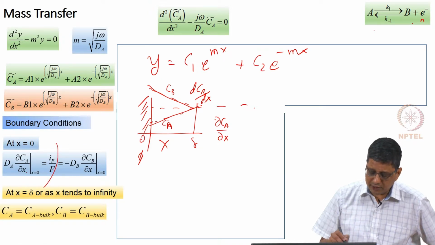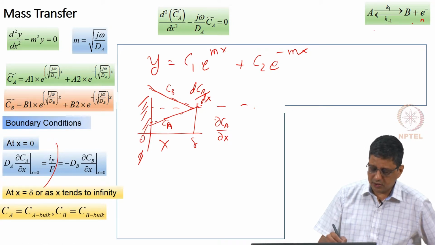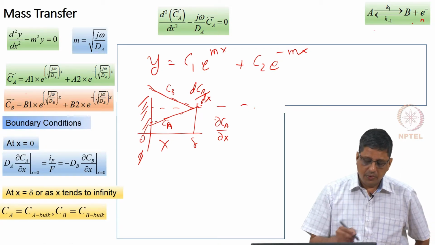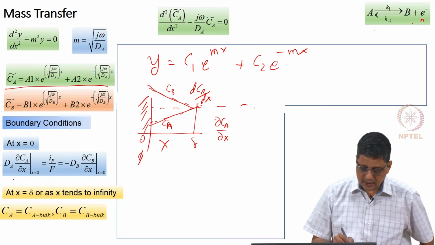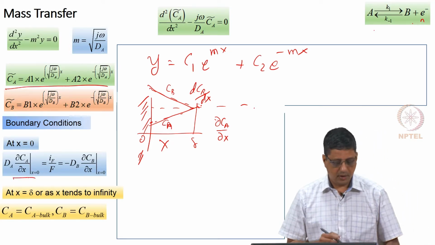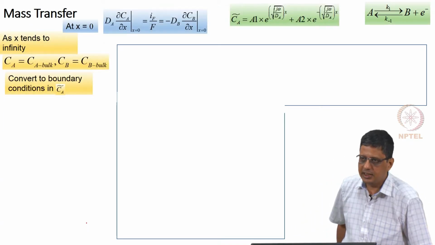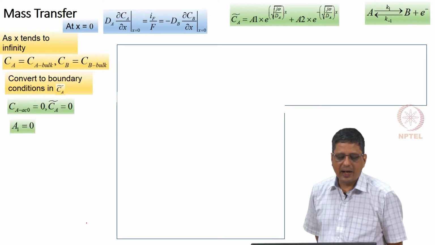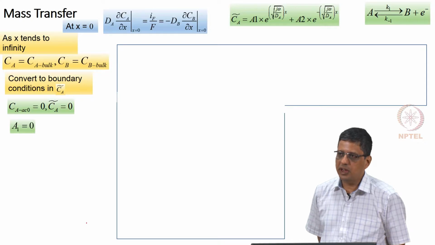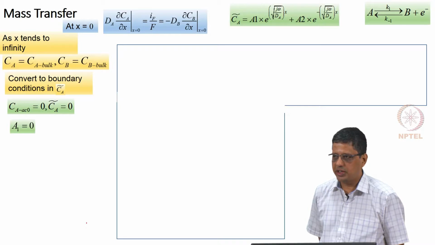So, when we solve for species A, we are going to use this condition at x equal to 0. When we solve for species B, we are going to use this. Now, you have an expression for CA tilde. This is in terms of CA, and this is also in terms of CA, no problem. We want to convert these boundary conditions in terms of CA tilde. Now, at x tends to infinity, we are going to first look at semi-infinite boundary conditions and solve for that. Later, we will look at finite boundary conditions and solve for that.